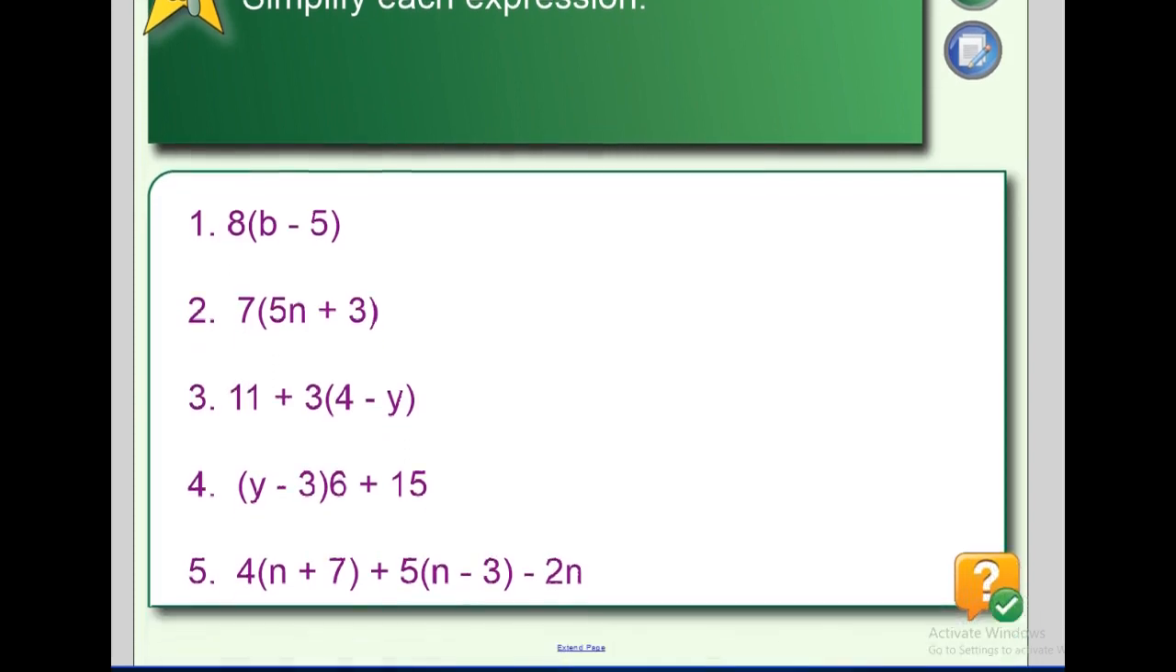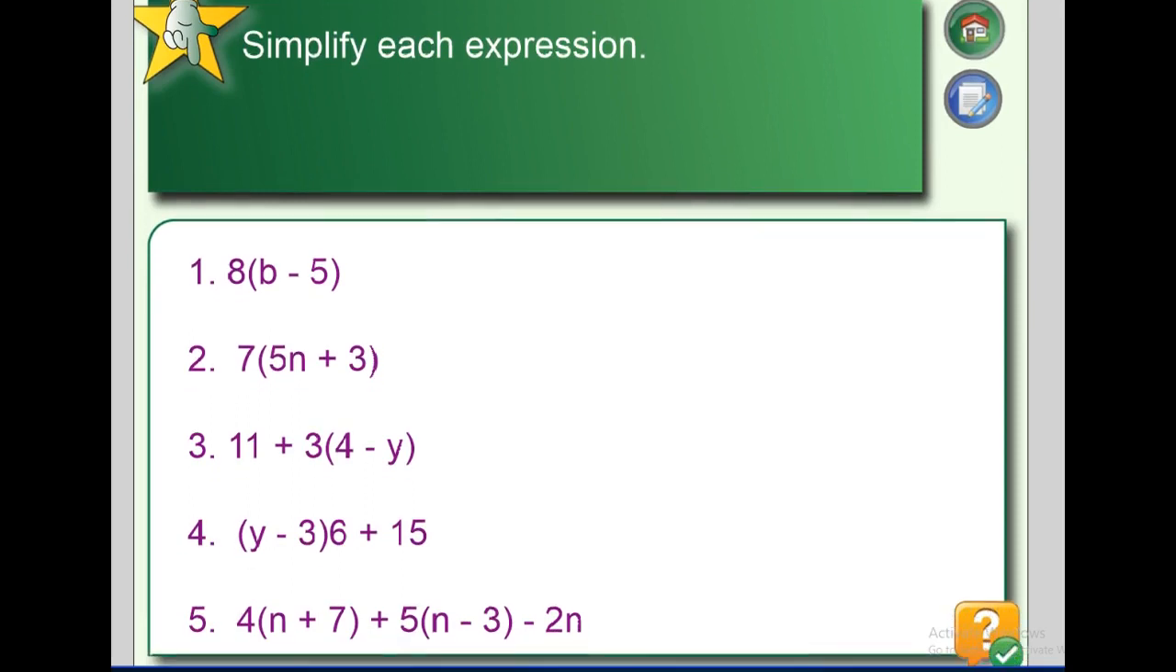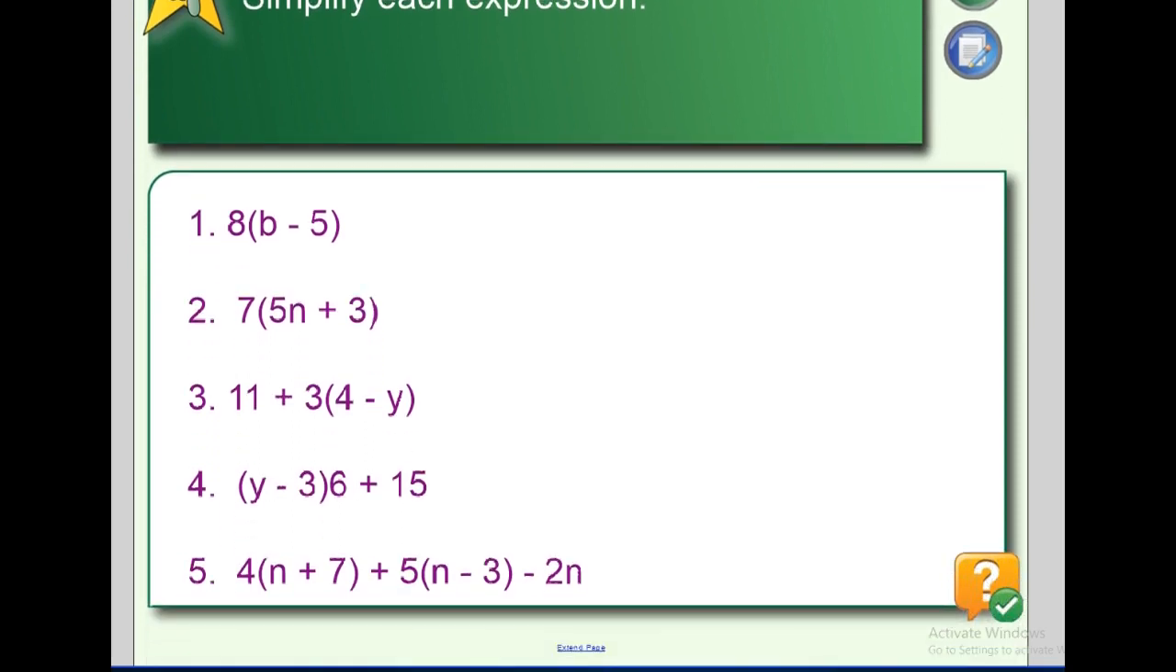So let's go ahead and look at number 1. We're going to simplify the expression. I moved that down, but that's what my directions say. And we realize I've got the distributive property. Now, we know, hey, parentheses, we have to do parentheses first because of PEMDAS. And so we would look up here and say, okay, 8 times b is 8b.